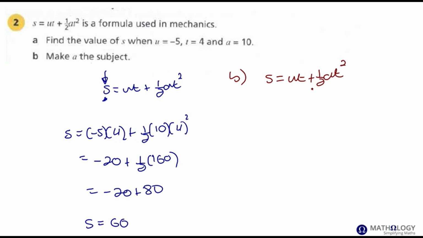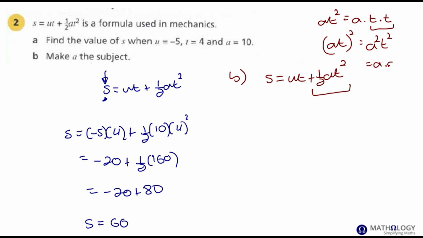Now we want to make A the subject. Okay, so this is the term here that contains A. A is multiplied by half and it's multiplied by t squared. Just before we continue, another thing I just want to point out. AT squared, when you expand this, is A times t times t. The squared on the t means that we have t times t. If you have at bracket all squared, this means a squared t squared, which is a times a times t times t. Two very, very different quantities. Okay, just bear that in mind. So coming back to this expression, we have half at squared.